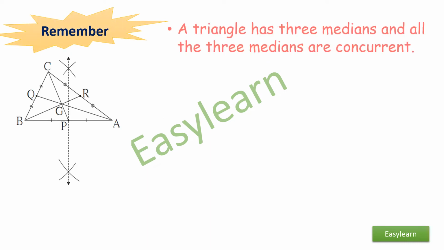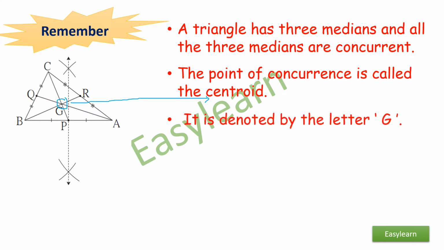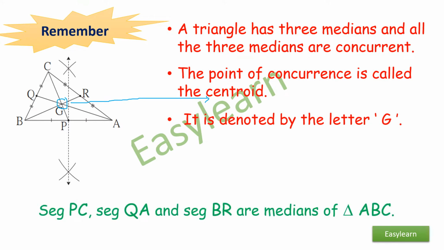Remember, again, a triangle has three vertices, therefore it will again have three medians. And again here all the three medians are concurrent. If you see here, they are meeting at one particular point. The point of concurrence is called the centroid. So this point is called the centroid, and it is denoted by the letter G. Therefore in the figure, seg PC, seg QA and seg BR are the medians of triangle ABC.